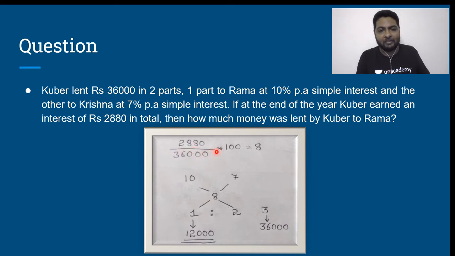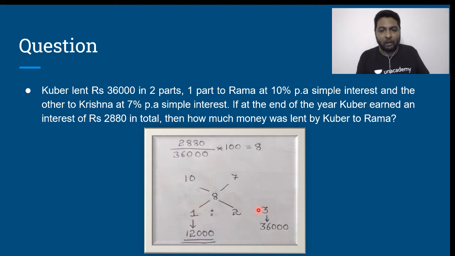2880 out of 36,000 in terms of percentage will be 8%. Now, at what percentage was the money lent to Rama? 10%. At what percentage was the money lent to Krishna? 7%. What was the overall interest rate? 8%. Using the principle of alligation, 10 minus 8, 2. 8 minus 7, 1. Therefore, money was lent to Rama and Krishna in the ratio of 1:2.